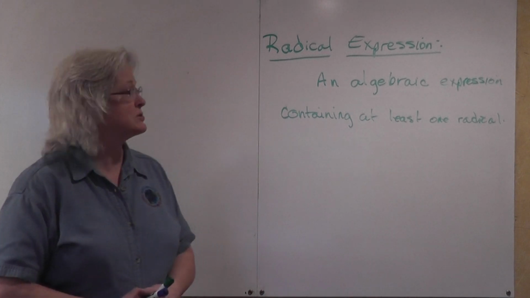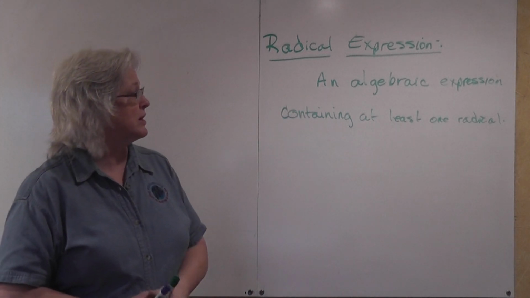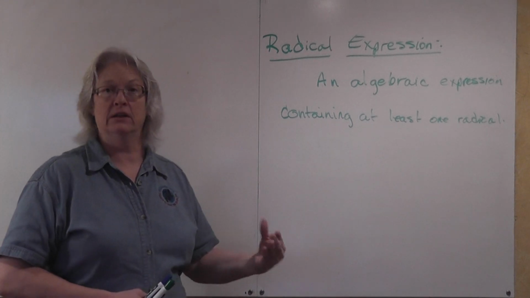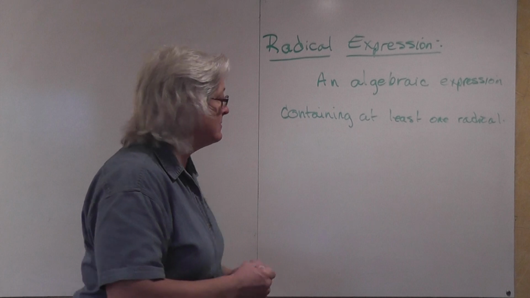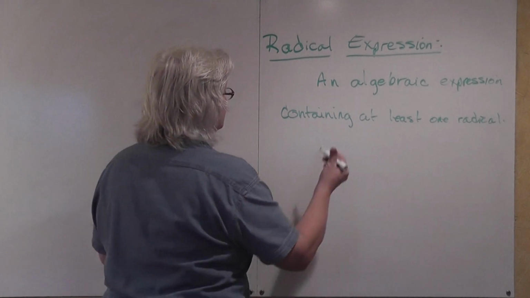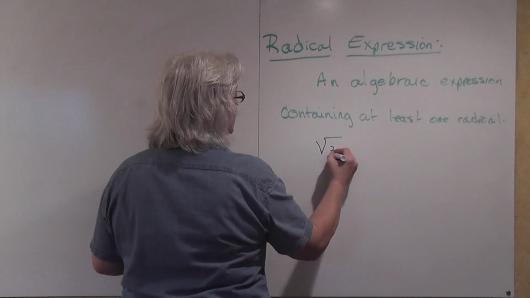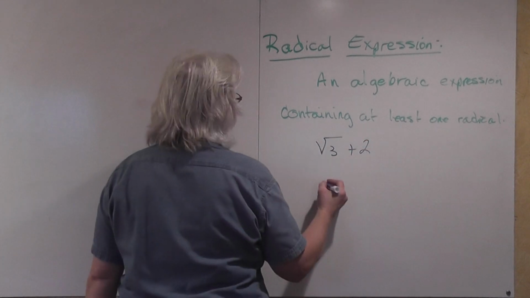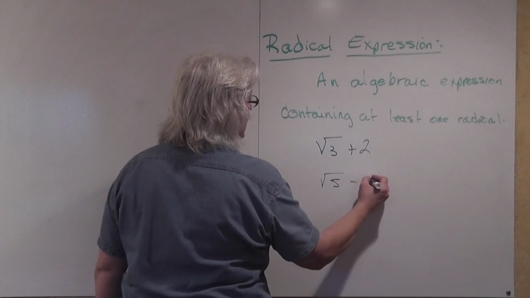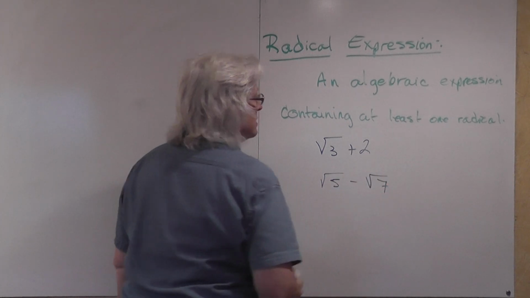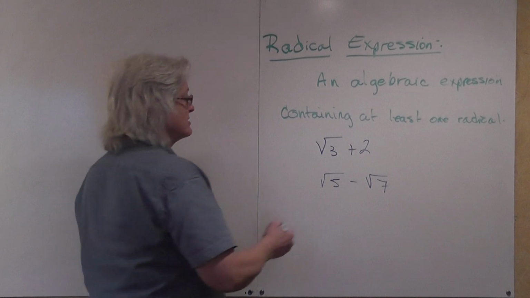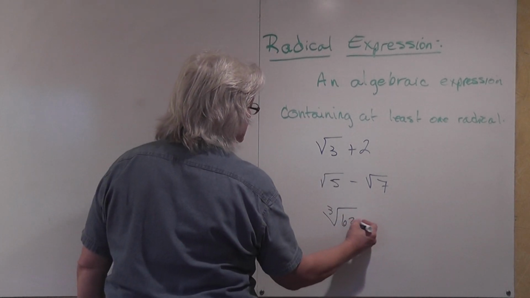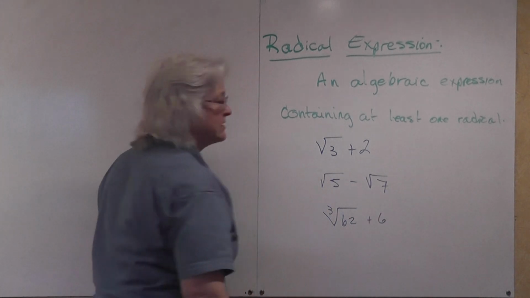First off, what is a radical expression? Well, a radical expression is an algebraic expression that contains at least one radical. An example might be square root of 3 plus 2. Another example might be square root of 5 minus the square root of 7. Another example might be the cube root of 62 plus 6.